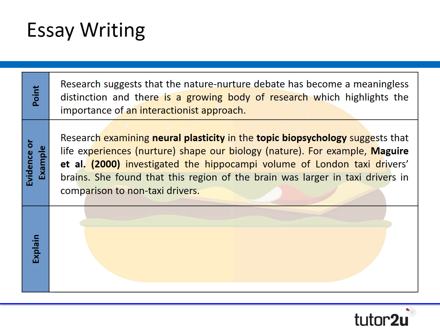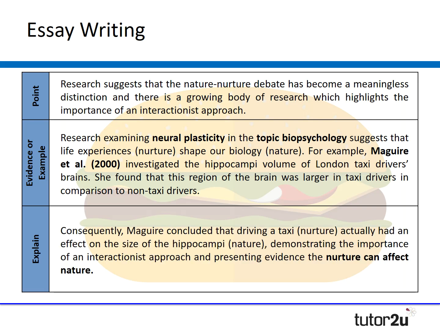So research into neural plasticity in the topic biopsychology suggests that our life experiences, our nurture, actually shape our biology, our nature. For example, Maguire investigated the hippocampi volume of London taxi drivers' brains and found that this region of the brain was larger in taxi drivers in comparison to non-taxi drivers. This shows, or Maguire concluded, that driving a taxi, nurture, actually had an effect on the size of the hippocampi, the nature, demonstrating the importance of an interactionist approach and presenting evidence that nurture can actually have an effect on nature. There's my first evaluation point.